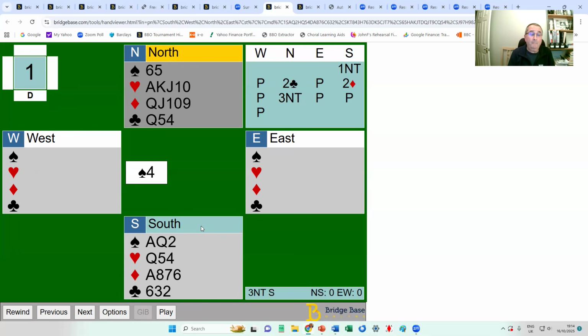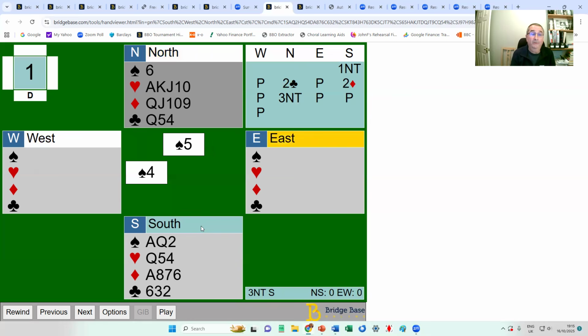Well, that lead of a spade is very fortunate from my point of view because it gives me 2 spade tricks. No matter where the king is, I'm going to count that as 2 top spade tricks. I've got 4 top heart tricks, and I've got 1 top diamond trick. So that's 1, 2, 3, 4, 5, 6, 7. I've got 7 top tricks, and obviously I can make more here in diamonds. And the way I'm going to play the diamonds is I'm going to finesse.